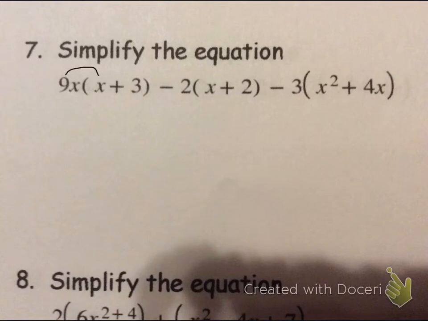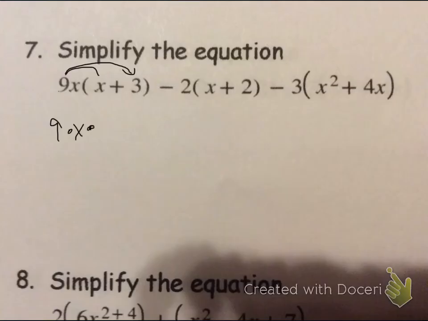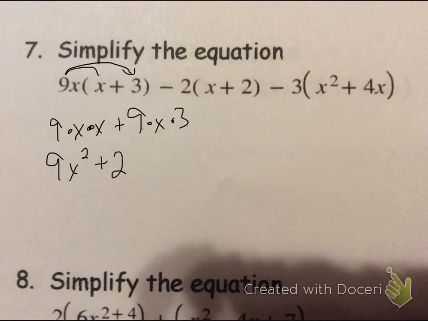So we're going to take this 9x and we're going to redistribute it into everything. So we're going to have 9 times x times x plus 9 times x times 3. Okay, now 9xx, that's 9x squared. 9x3, I'm going to go on ahead and multiply my two coefficients. 9 times 3 is 27, and then I have my x. So this 9x is 9x squared, and then that 9x goes to 27x.